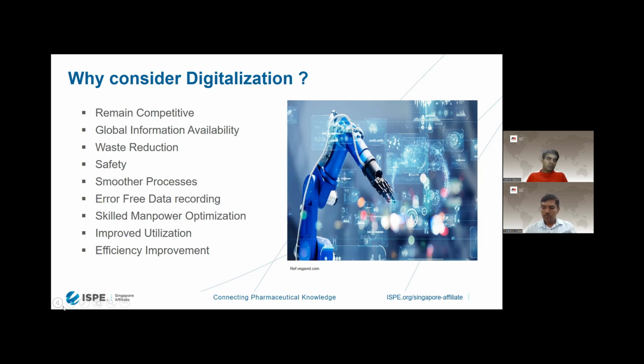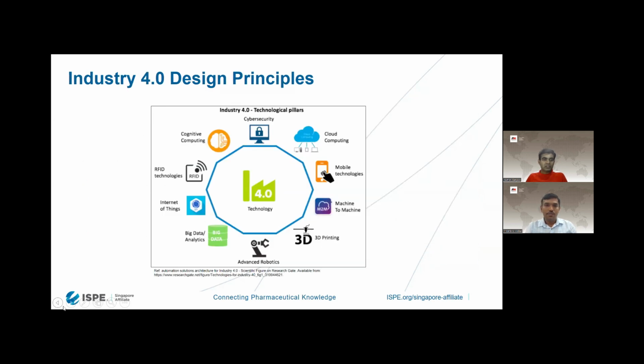Improved utilization: once we have the digital technologies available with us, we can have a better utilization of our plants. Efficiency improvements are the outcome of digitalization. So these are some of the examples which always make us follow digitalization and become more and more digital so that we can have a better and better business in the world. Can we move to the next, please?